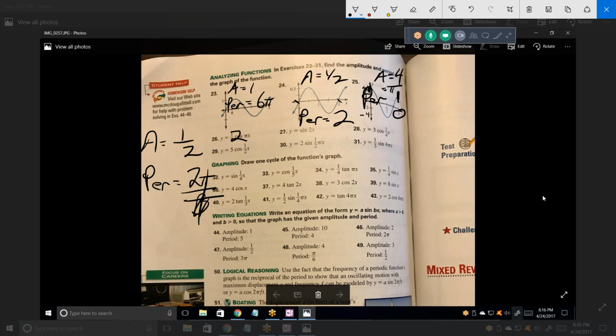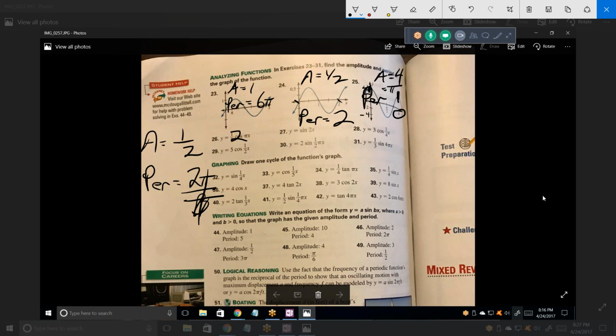Okay, hold on, let me write. Sorry. You got the pattern down now. So for 28, the amplitude would be 3. What's the period? And then it would be 2 pi over 1/4.